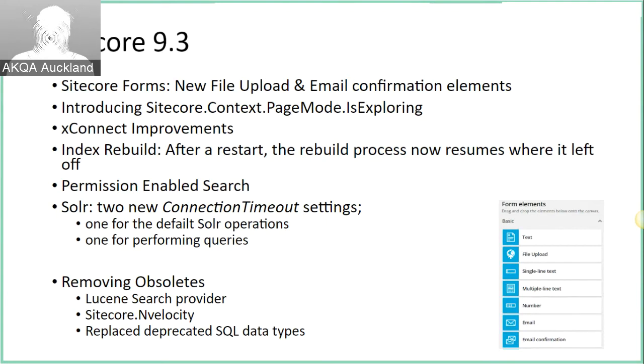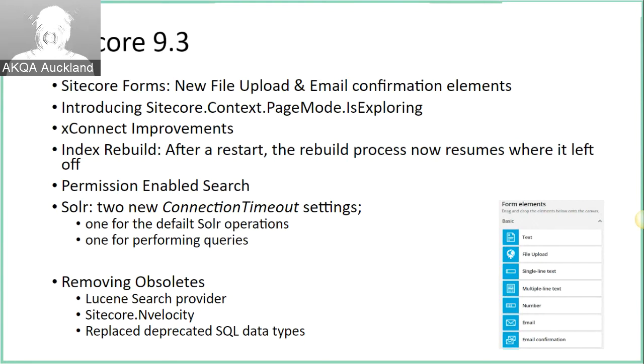They split out the connection timeout for Solr operations, all the Solr operations, and mainly the queries. Queries are the ones we use the most, right? And some of these obsolete things they removed from the whole system altogether, like the Lucene search provider. Even though it was stopped some time ago, a lot of code was still there in the assemblies, in the Sitecore kernels and all. And NVelocity, they removed it completely.